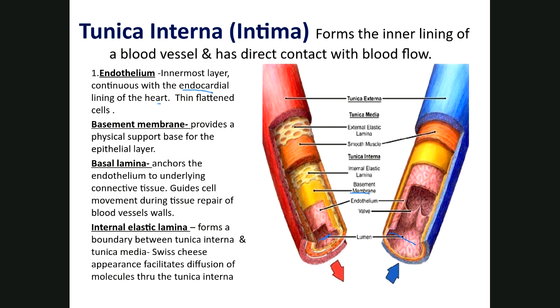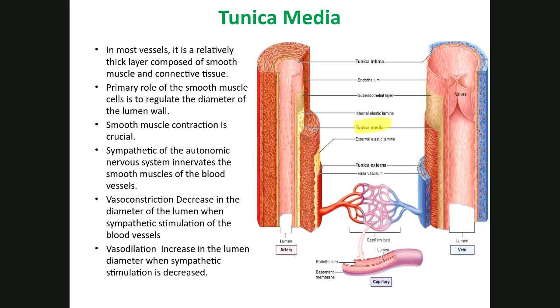The arteries have this internal elastic lamina, and you can see that the veins do not. This is a boundary between the tunica interna and the tunica media. You can see it has kind of a Swiss cheese appearance, which facilitates the diffusion of molecules throughout that region. The next layer in is called the tunica media. In arteries, it's very thick, as you can see here. In veins, it's thinner. You can see it right here.